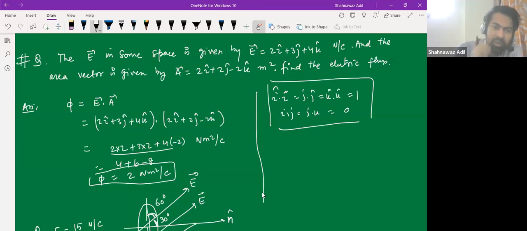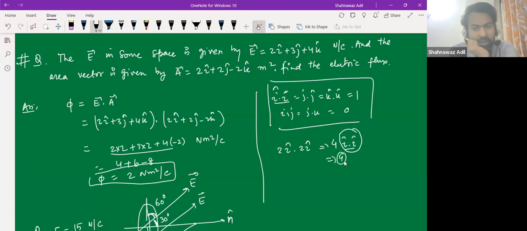You see that I dot I is 1. So 2i dot 2i, these are some numbers. We can take them outside, right? So we can write this as 4 I dot I, and we know that I dot I is 1. These are just numbers, vectors multiplied with some numbers, so we can take them outside and we take I dot I.